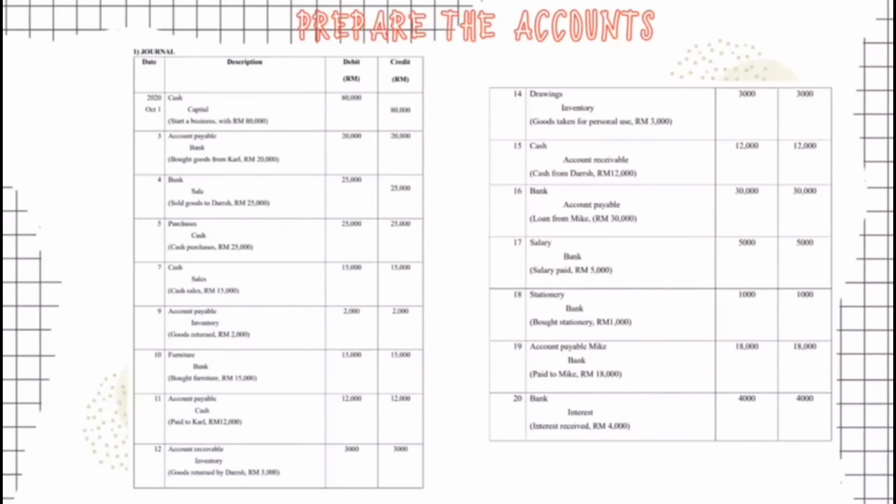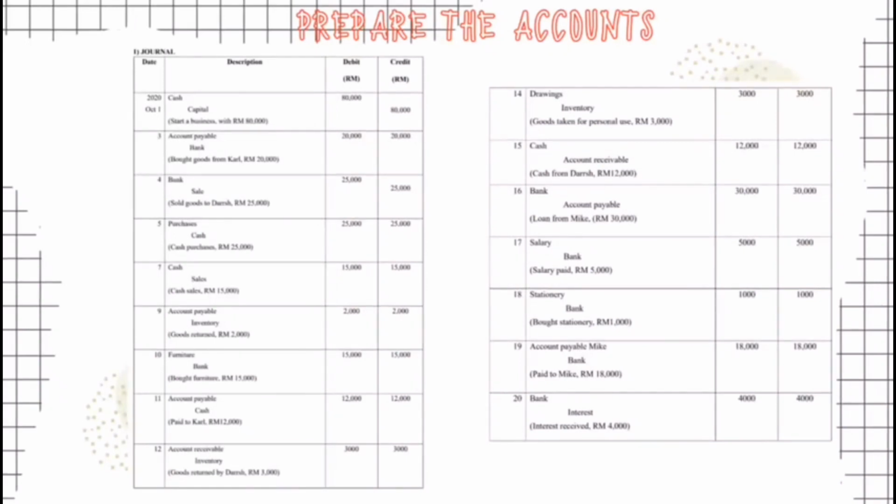H22A0672. I will present my part, which is preparing the accounts. First is the general journal. The general journal, the date starts with 1 October 2020. Cash in debit is 80,000 ringgit and capital 80,000 ringgit in credit.